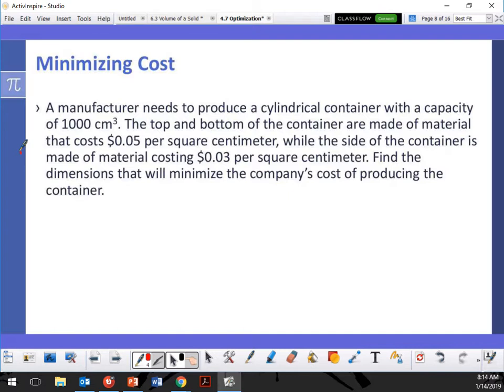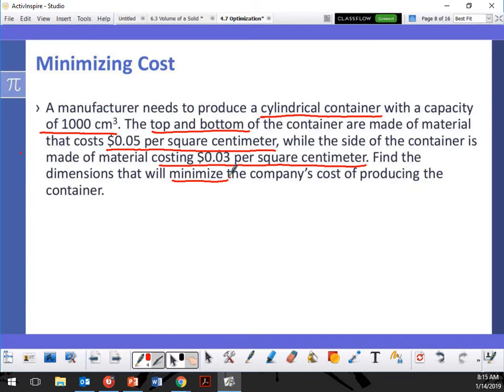First, read it twice. We go through it, so we read it all the way through. Now, let's identify the things I need to address. I have a volume. It is a cylindrical container. The top and bottom of the container cost 5 cents, so top and bottom. The sides of the container cost 3 cents. Find the dimensions that will minimize the company's cost. So I'm trying to minimize the cost of producing this one.